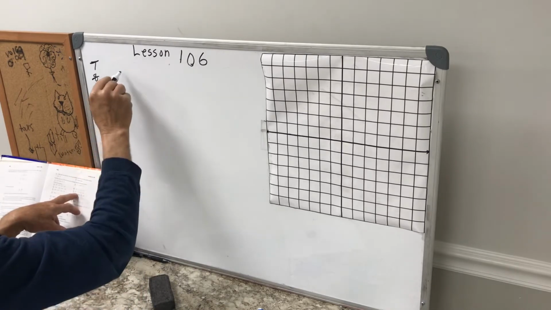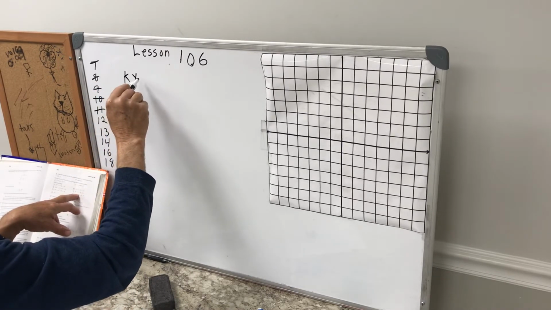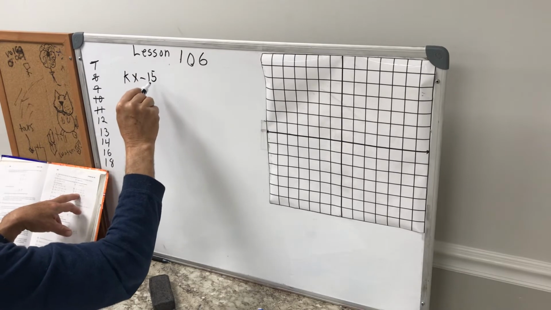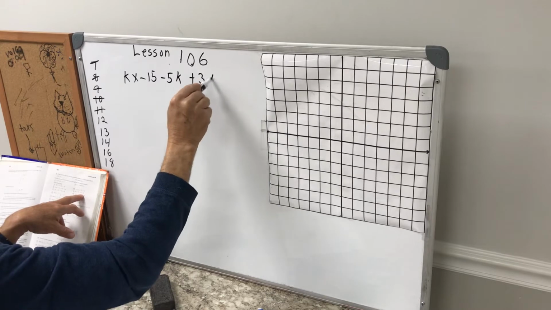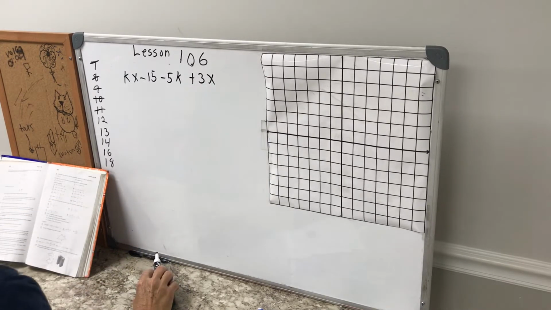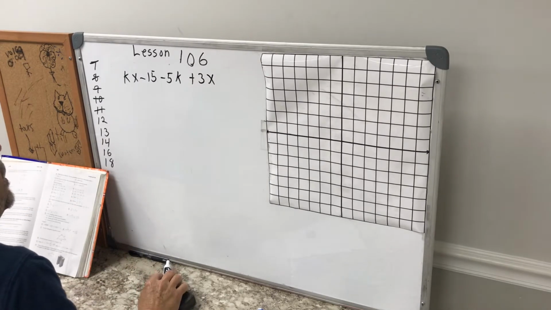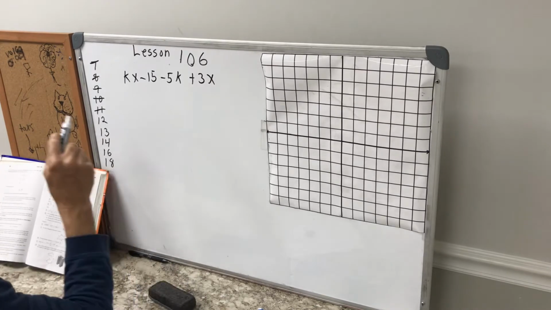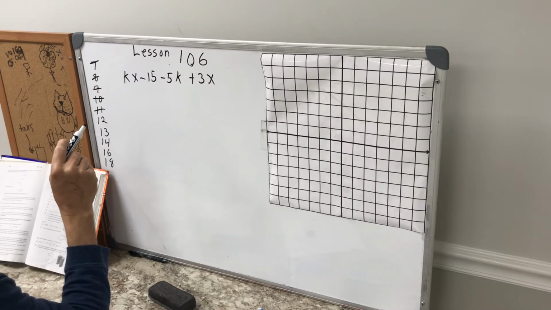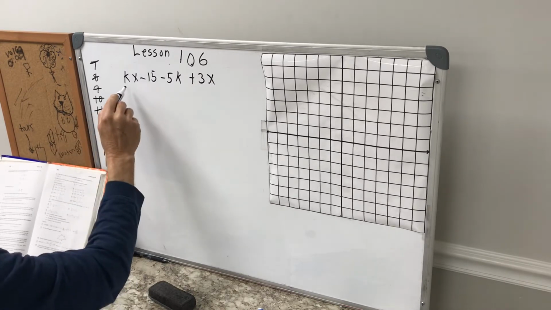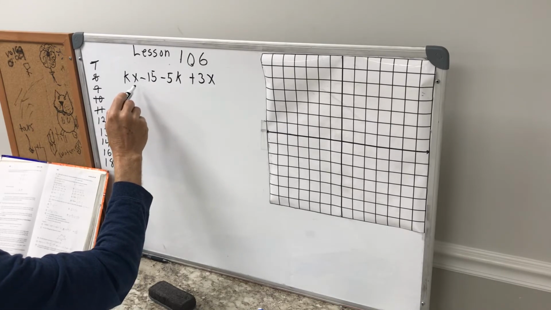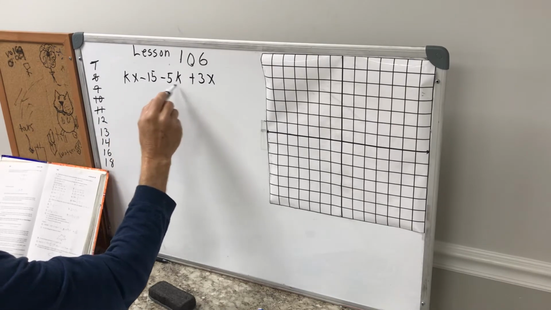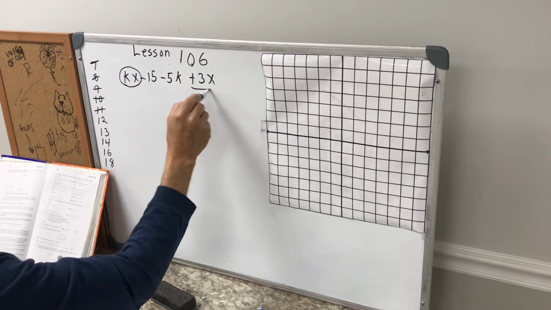12. Kx negative 15 negative 5k plus 3x. What am I looking at here? Maybe this is a really complicated one. Kx negative 15. Let's try this one and this one maybe.